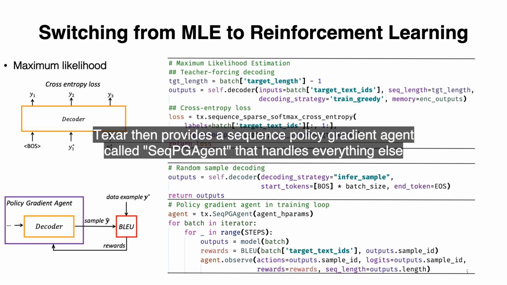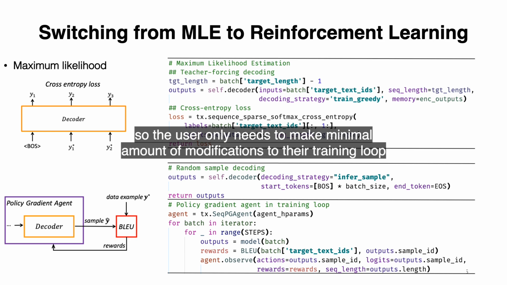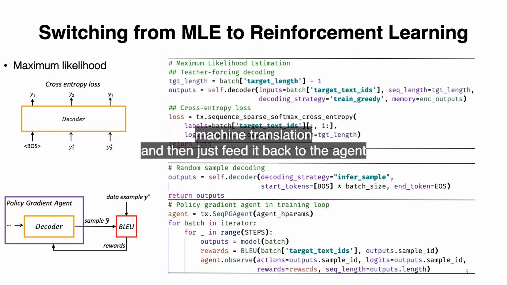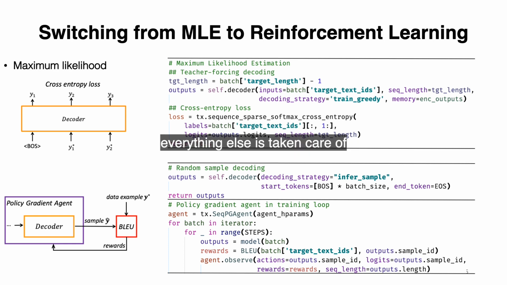Texar then provides a sequence policy gradient agent called SeqPG agent that handles everything else. So the user only needs to make minimal modifications to their training loop. They should just get a sample from the model, evaluate the reward, which is BLEU score for machine translation, and then just feed it back to the agent. Everything else is taken care of.